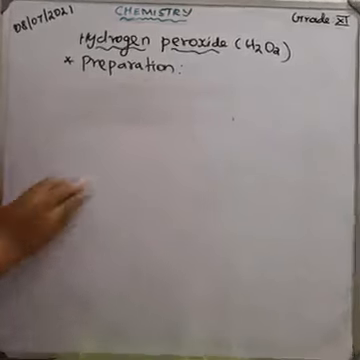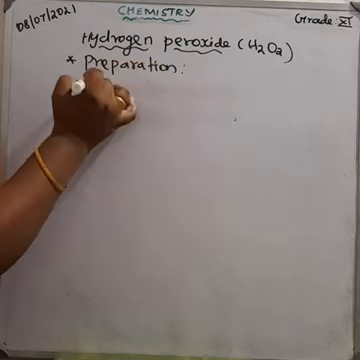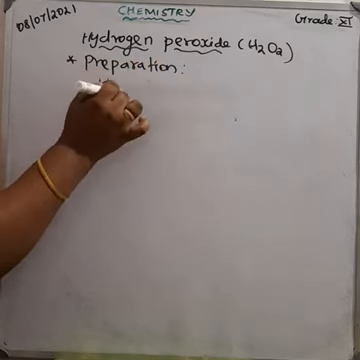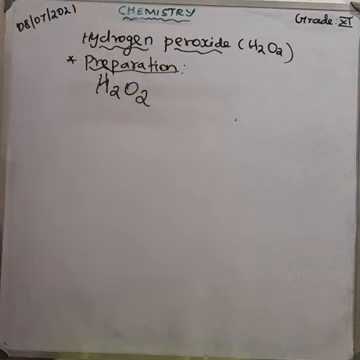Preparation of hydrogen peroxide. Hydrogen peroxide means hydrogen H2O2. Per means 2. So hydrogen peroxide means H2O2. Okay, so how can you prepare hydrogen peroxide?